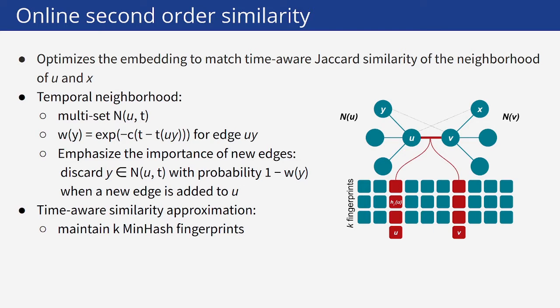The main challenge was to define and maintain the time-evolving Jaccard similarity of node neighborhoods. For example, after the latest edge arrival between node U and V, node U and X become similar due to their new common neighbor V. In order to reflect these changes in the embedded space, first, we maintain a multiset of adjacent nodes with respect to their time of arrival.